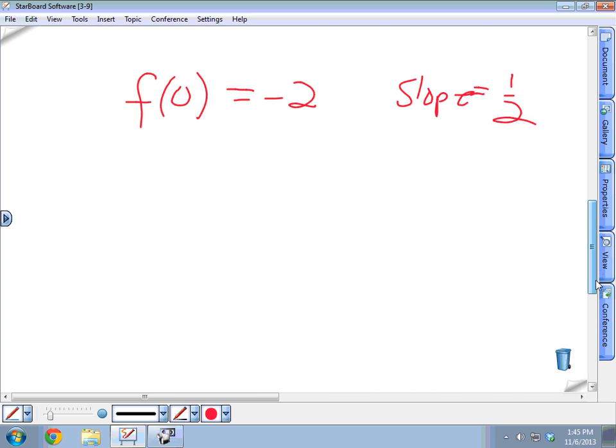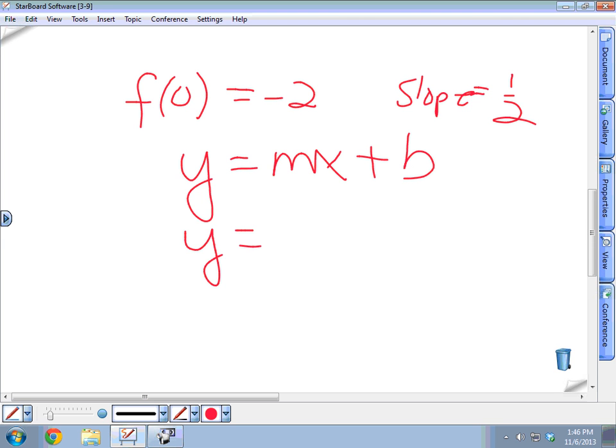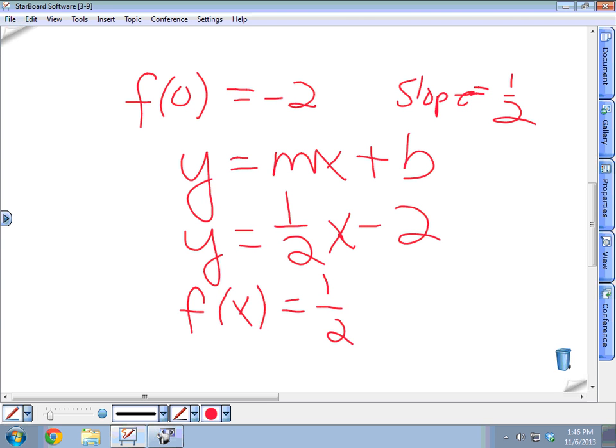Okay? So all that is now is y equals mx plus b. And what's our slope? y equals 1/2 x minus 2. But in functional notation, f of x equals 1/2 x minus 2. That's all they're getting at there. That's all they wanted. They want you to just write these in functional form.